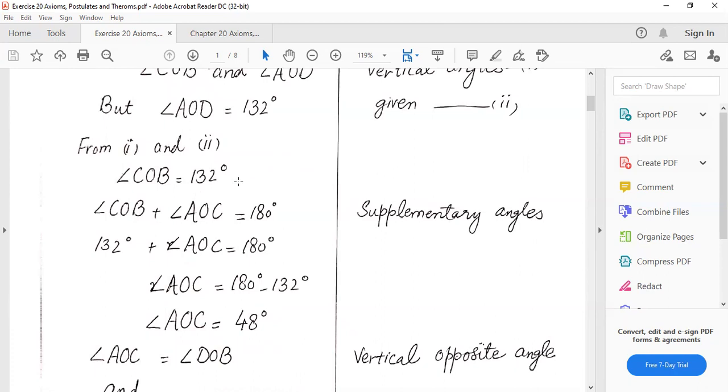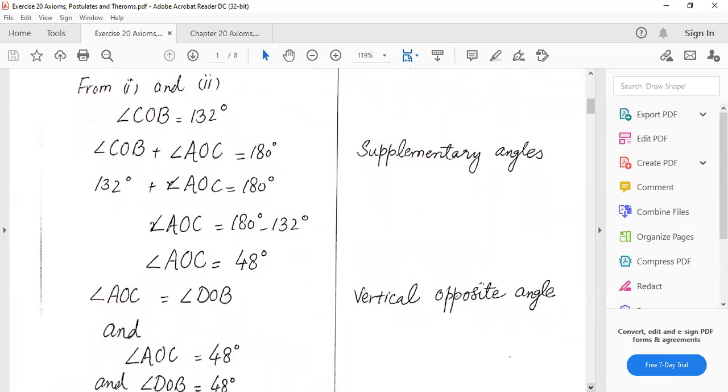Now we need to find the fourth angle, or the third angle, this AOC. We will keep the value that is in the question, 132, and then 180, and we will try to solve. As 132 is on the left side, if we move it to the right side, it will be subtracted. 180 minus 132 is 48. Now we get the number 48.